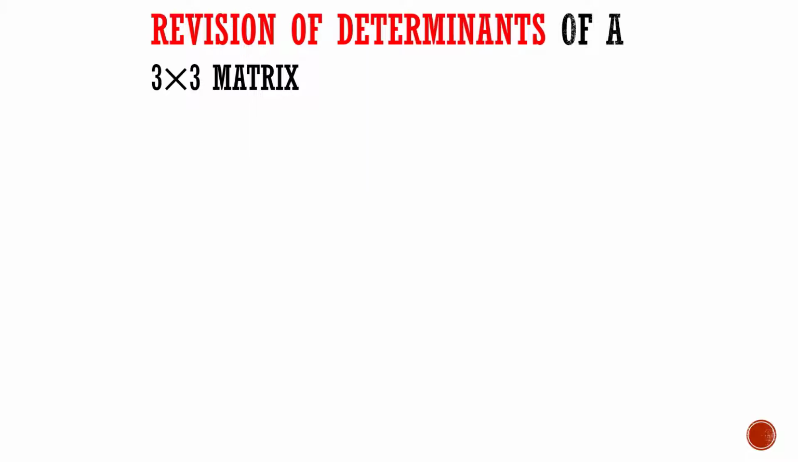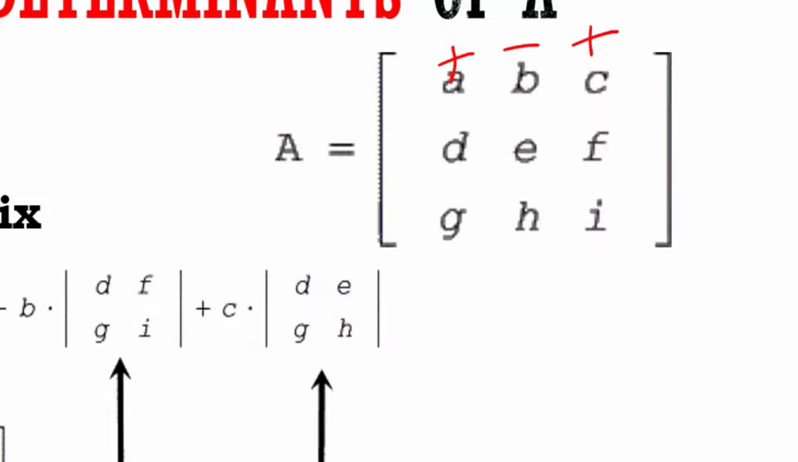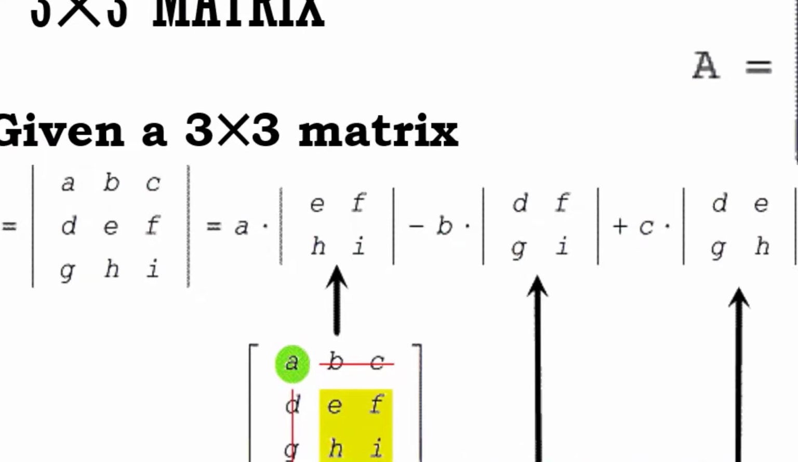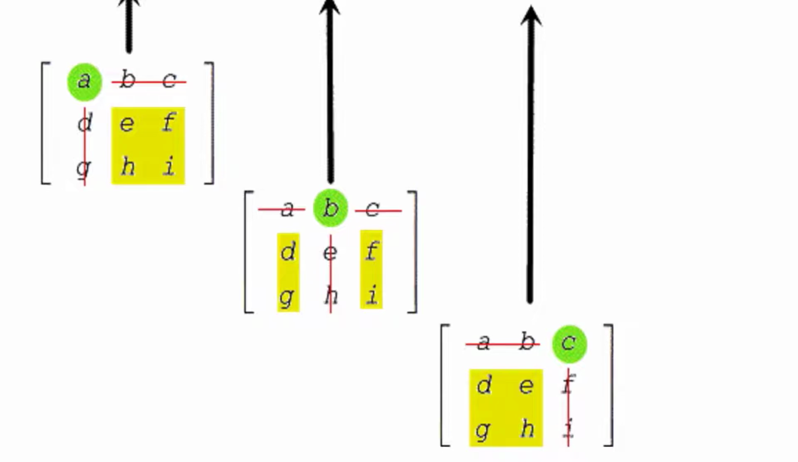Revision of determinants of a 3 by 3 matrix. Given a 3 by 3 matrix with entries A, B, C, D, E, F, G, H, I, we first alternate plus, minus, and plus. And so we cross out the first column and first row. In fact, first row in each case, but we keep alternating the columns.